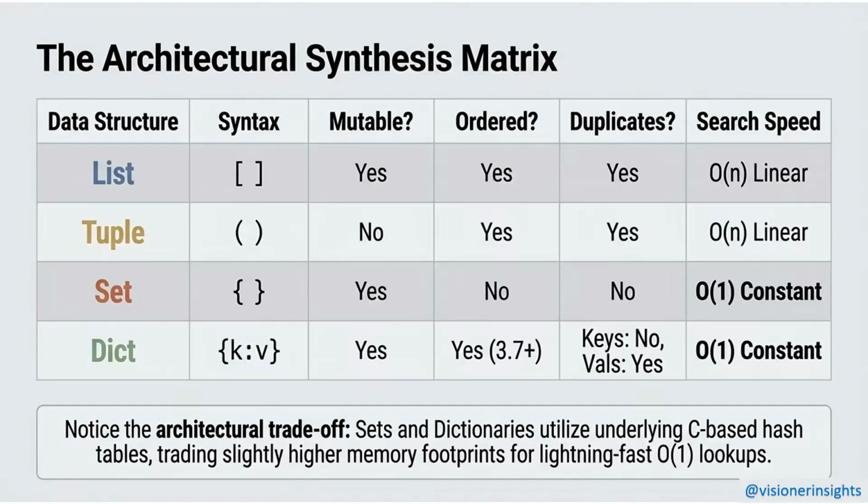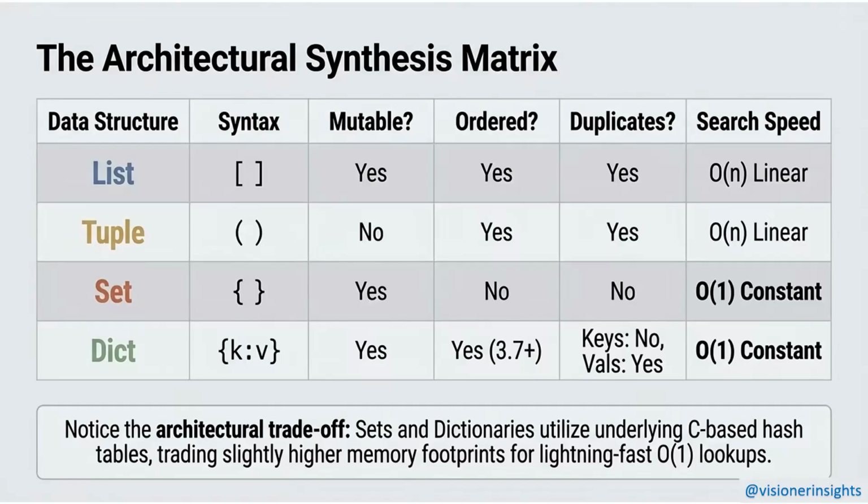You can see how lists and tuples are great at preserving order, but their search speed is linear. That means the bigger the list gets, the slower it is to find something. But look at sets and dictionaries. They offer constant, or basically instant search speed. So that's the trade-off. It's all about choosing what you need most and what you're willing to give up to get it.